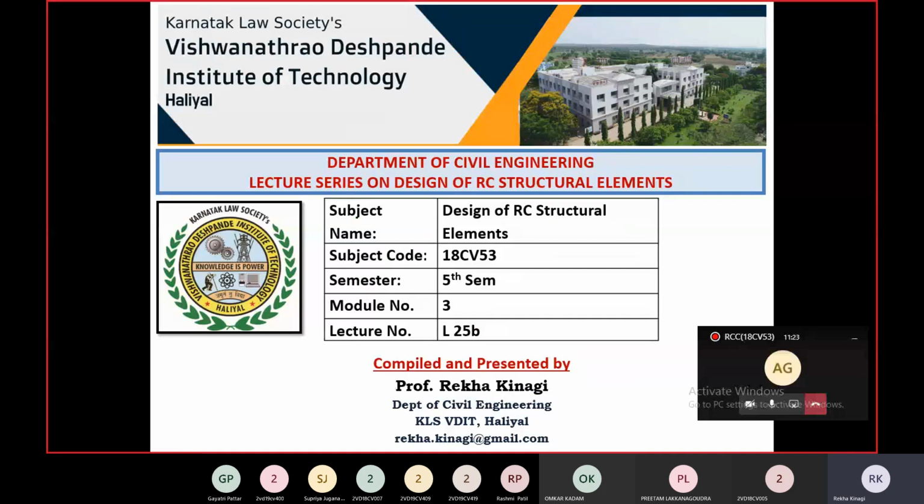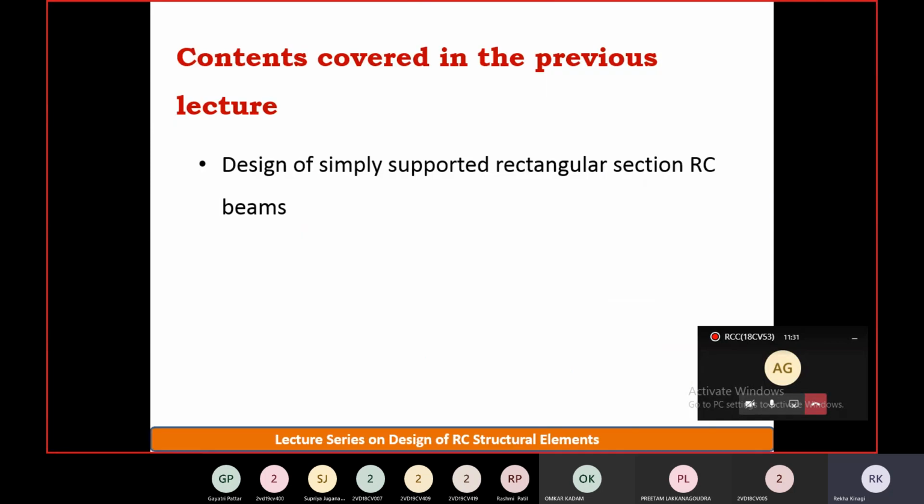Good afternoon, students. Today we shall start with lecture number 25B of module 3. In the previous session we discussed the design of a simply supported rectangular section RC beam. In that we calculated the dimensions, the loads acting on the structure, and the design bending moment and shear force. Along with that we calculated the limiting moment of resistance.